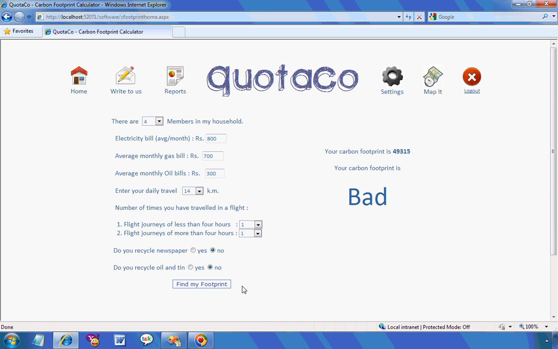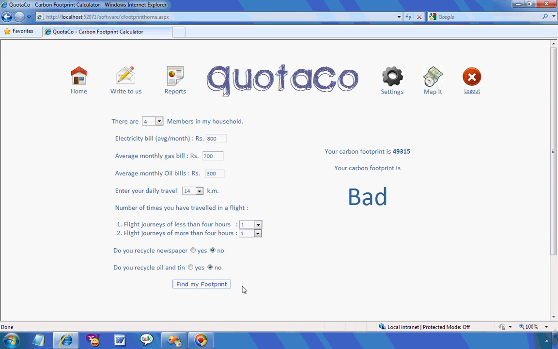So that gives me a numerical value and a comment which I am not really comfortable with, which says that this kind of a lifestyle will be costing me around 49,315 tons of carbon dioxide, and it says that it is a really bad number, and it says that I am on the wrong side.